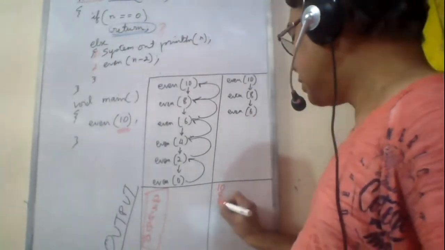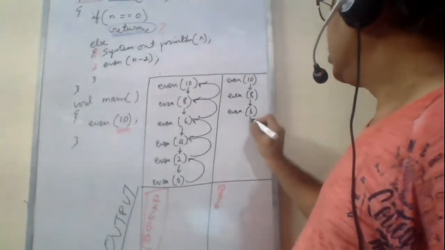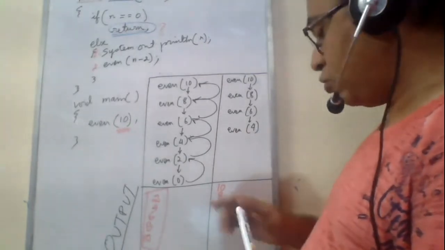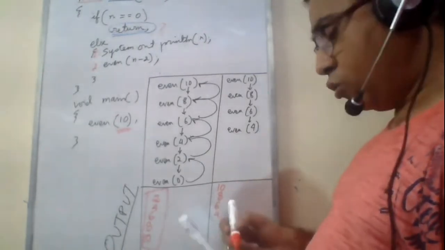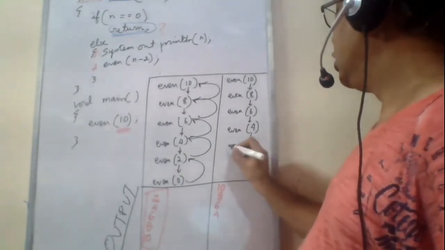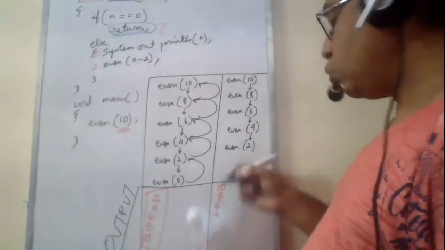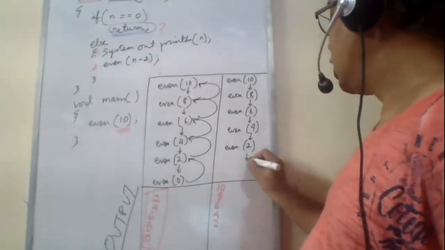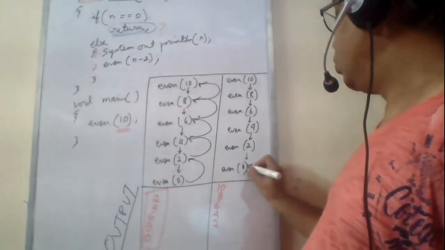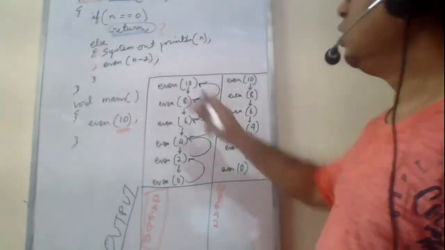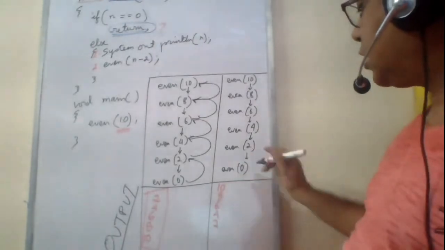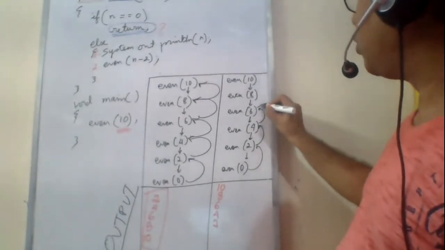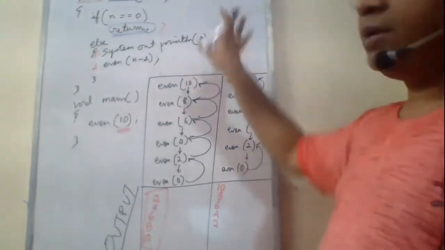Even 6 will print 6 and then call even 4. Even 4 will print 4 and then call even 2. Even 2 will print 2 and then call even 0. Now what even 0 will do? Even 0 is simply returning the statement, so it will end the function and control back to here. Here no other statement left. So it will go for backtracking and the program ends.